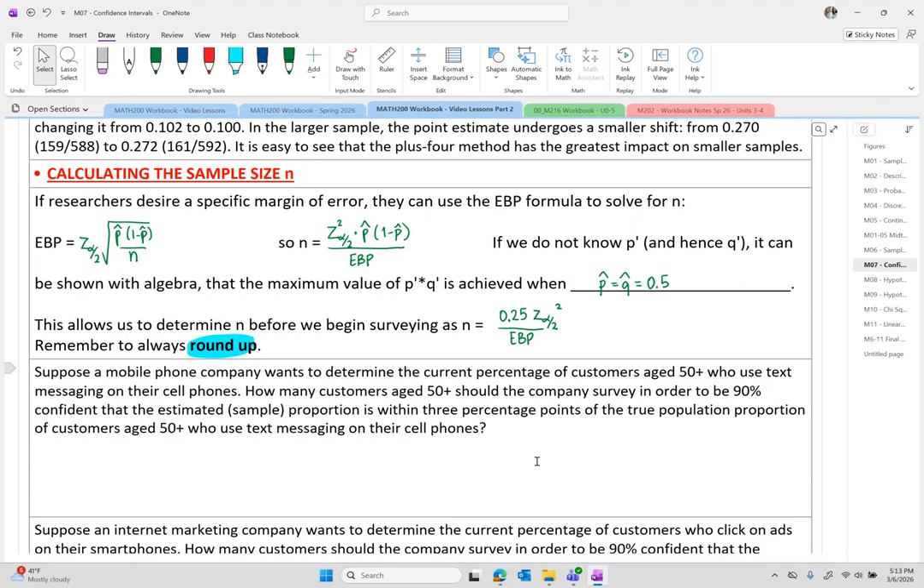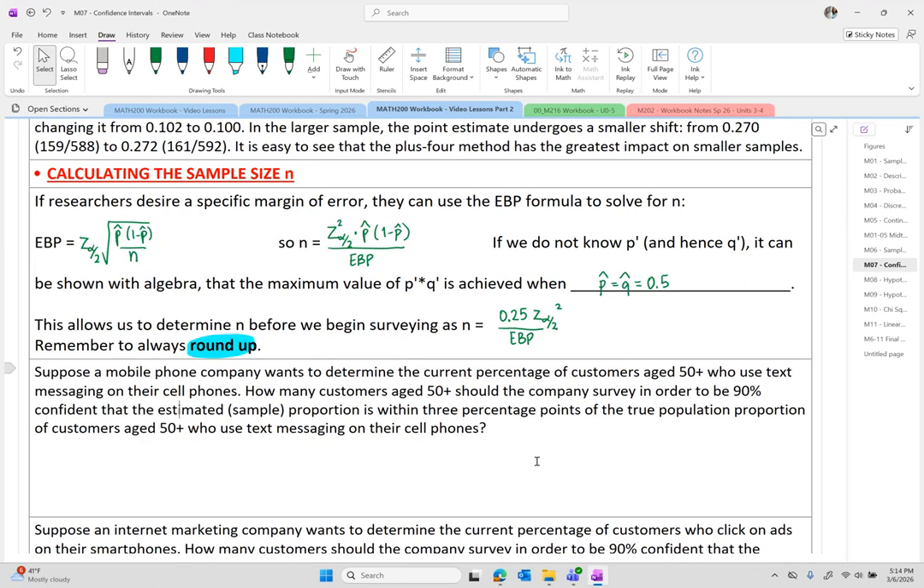To close Unit 7 on confidence intervals, we will calculate the sample size n if we know the specific margin of error for the population proportion that we are okay to accept, and the confidence level, obviously. If you remember, the error bound for the proportion, or margin of error for the proportion, equals z alpha halves times the standard error, which is the square root of p hat times q hat divided by n.